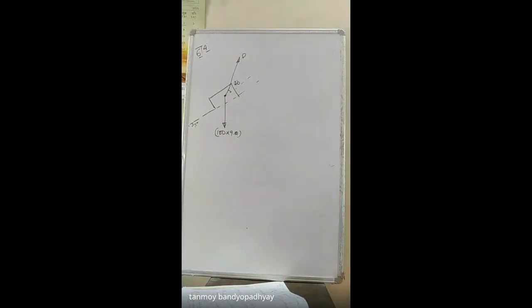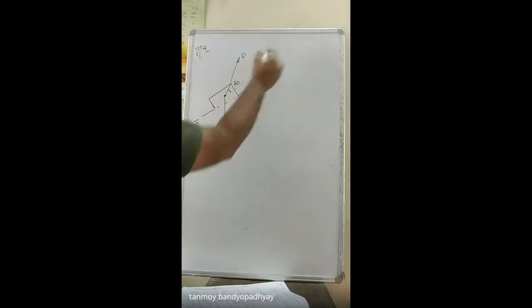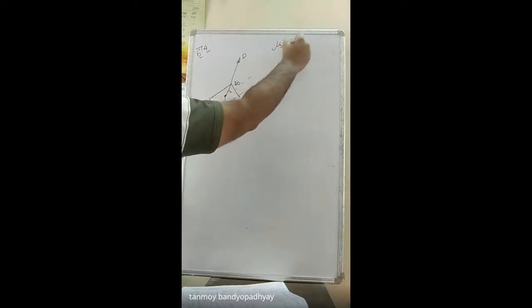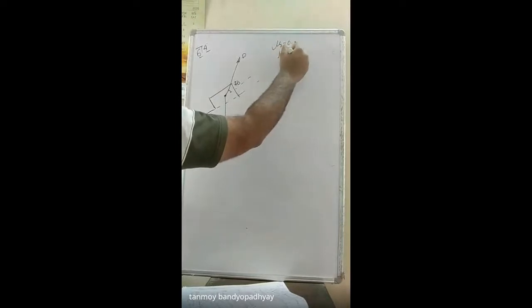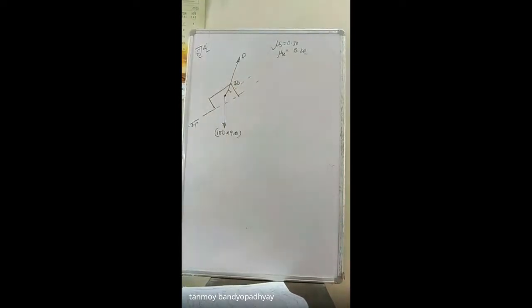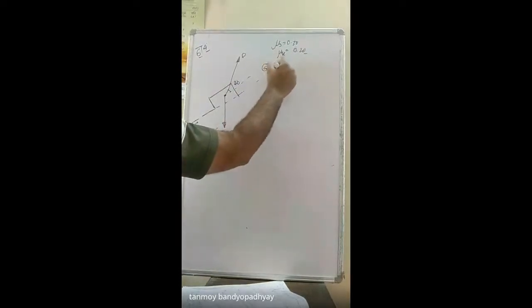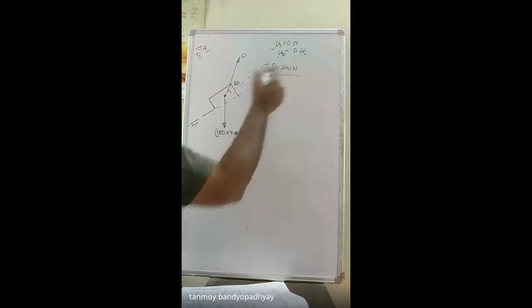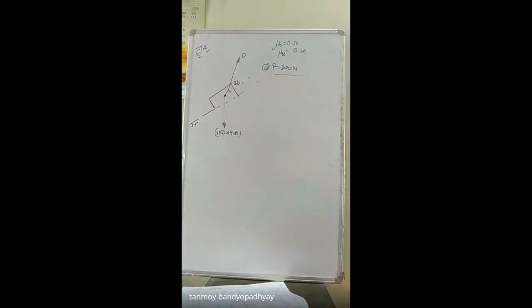So mu s and mu k of the surfaces are given. Mu s is 0.30 and mu k is 0.20. Initially we need to determine the frictional force acting on the block when P is applied with a magnitude of 200 Newton. So case one is P equal to 200 Newton. This load is applied on the body. Determine the frictional force there. Just start by yourself.